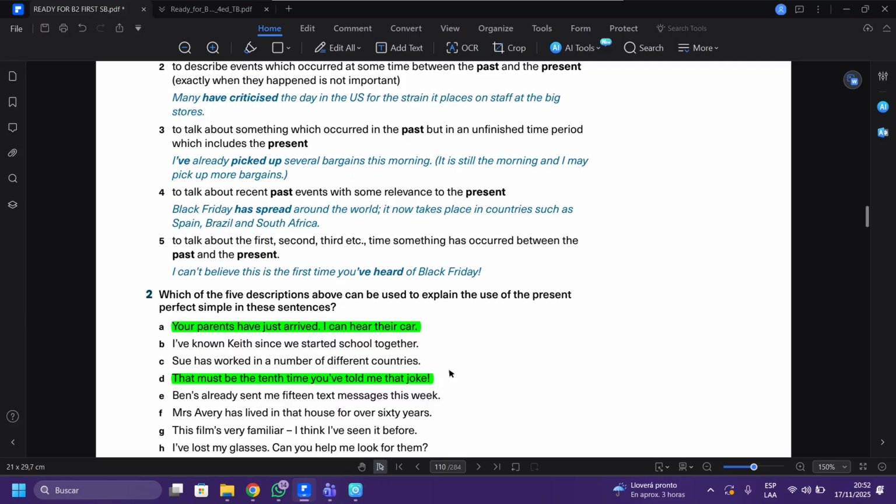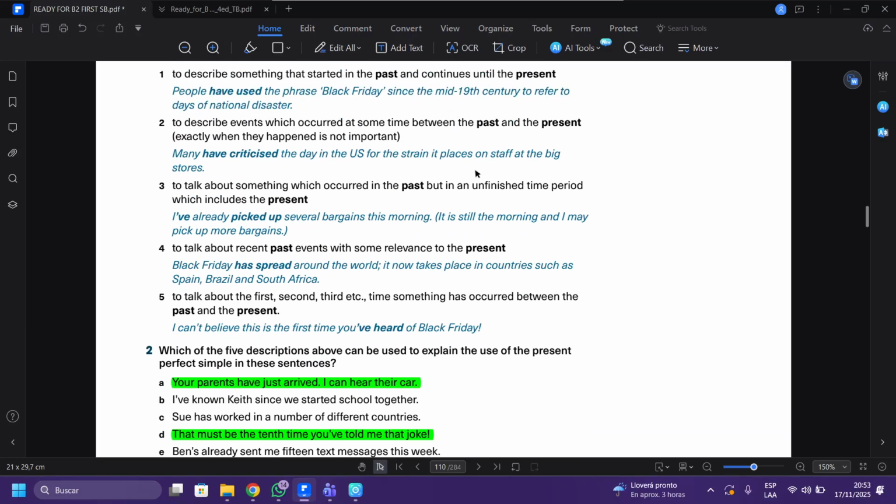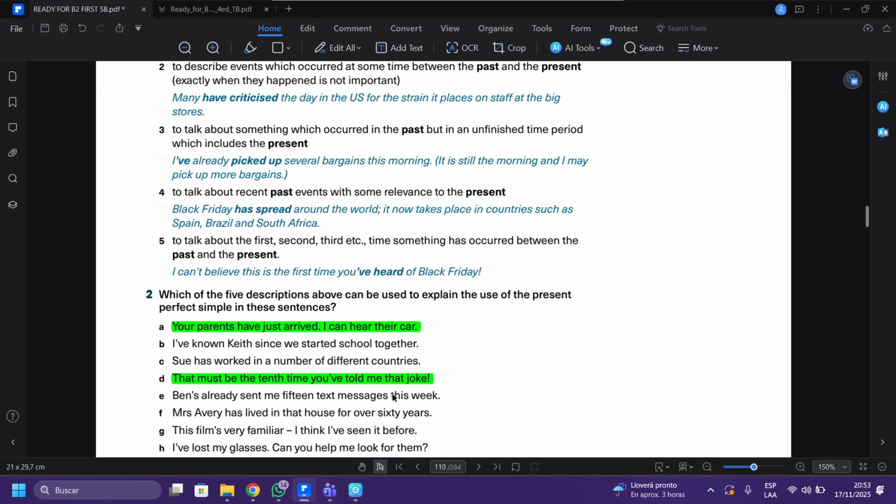Letter F. So letter E with number 3. It could be number 2, if possible. Number 2 as well. Let me see. To describe events that occur between the past and the present, exactly when it happened. No, because in this case, this week is mentioning specifically when it happened. And number 2 says when exactly it happened is not important. But this week means that it happened this week. This is the period of time, exactly when it happened.